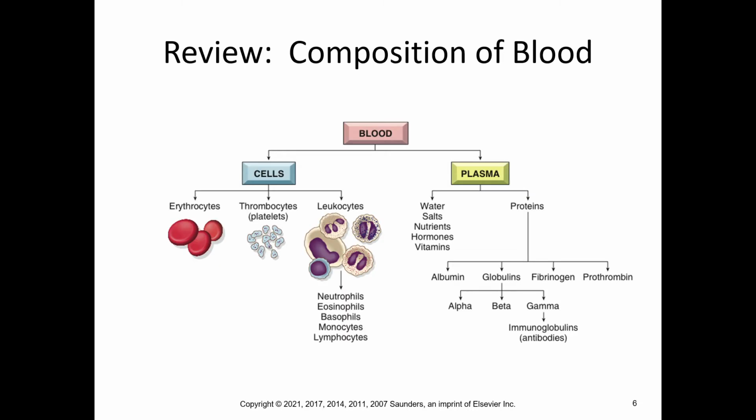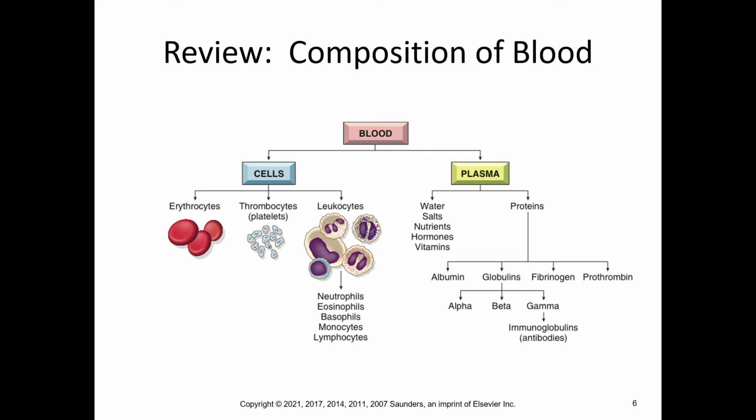Here's a pictographic review of what we just talked about. So you have your blood, and in your blood there are cells and there's plasma. Cells account for about 45% by volume, plasma accounts for the other 55%. In your cells, there are red cells, thrombocytes, clotting cells, and leukocytes, white cells. Leukocytes have 5 different categories: neutrophils, eosinophils, basophils, monocytes, and lymphocytes.